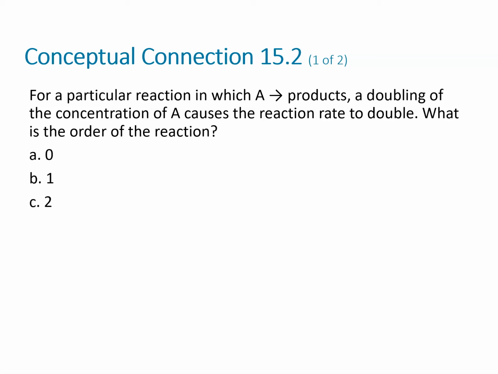So if you double the concentration of A, and it doubles the rate of reaction, what's the order? Well, we know that a zero order reaction has no effect on rate when you change the concentration. So it can't be zero order. And we know that a second order reaction, if you double the concentration, quadruples the rate of reaction. So the answer has to be 1, because it's simply doubling the rate of reaction. Let's see if I'm right. Yes, we're right. Excellent.